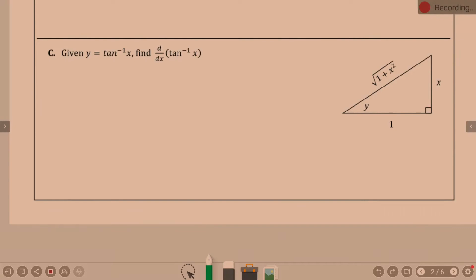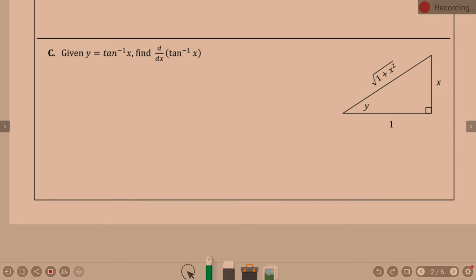Picking up in lesson 3.5, we had already done A and B, and we had derived the formula for the derivative of sine inverse and derivative of cosine inverse. So derivatives of inverse trig functions is what we're working with, and we were ready to talk about tangent. So given y equals tangent inverse x, find the derivative of tangent inverse x.